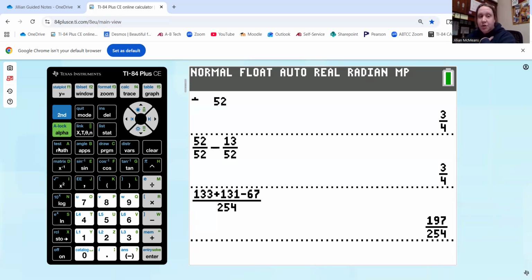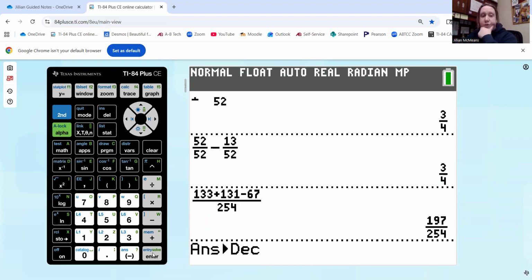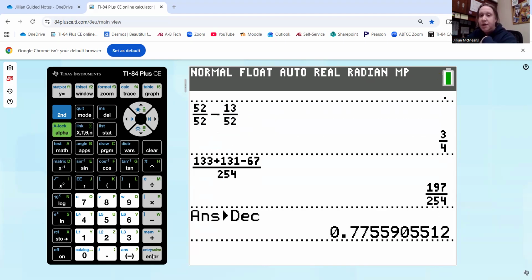So all I have to do is go to the math button, and you see the first menu is the math menu, and the second option is decimal. What that does is it'll take a fraction and convert it to a decimal. So we want to choose option 2. And then it's going to be like, are you sure? And you say, of course, I'm sure, and hit enter. And now we have our answer here. So we get 0.77559 is what I'm going to write down.